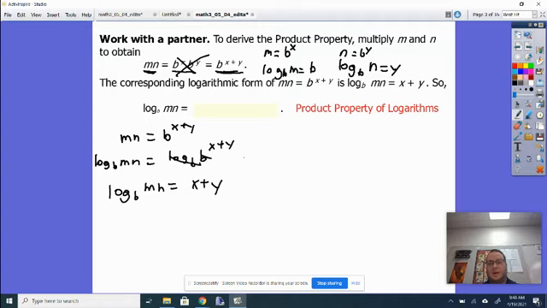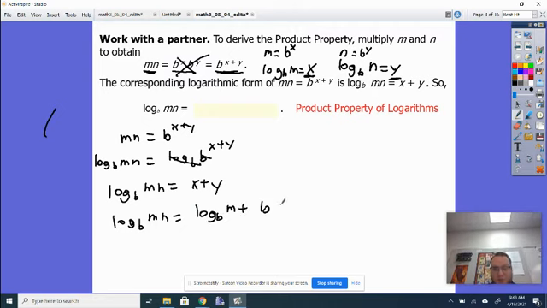Well, I really want everything to be in logs. Oops, I'm so sorry. I wrote it correctly down there, I didn't write it correctly up here. There we go. I really want this in logs. Well, I know what x and y are equal to. x is equal to log base b of m, y is equal to log base b of n. So let's substitute in: log base b of m plus log base b of n.